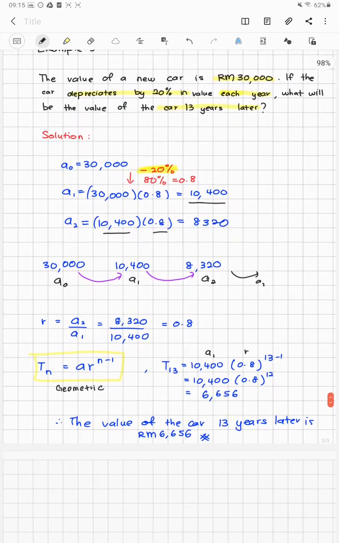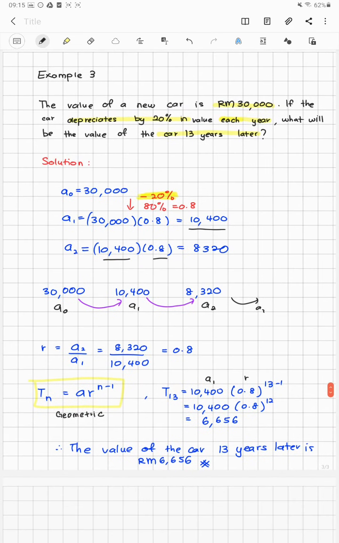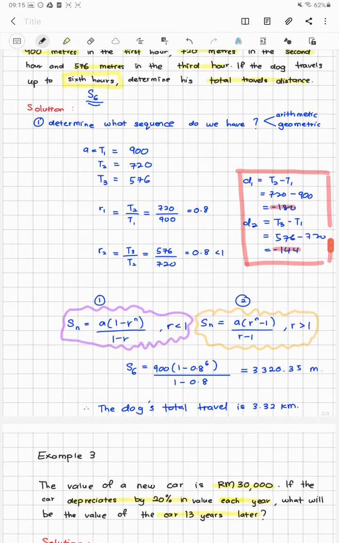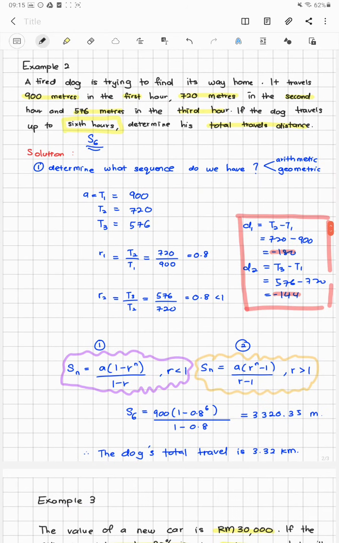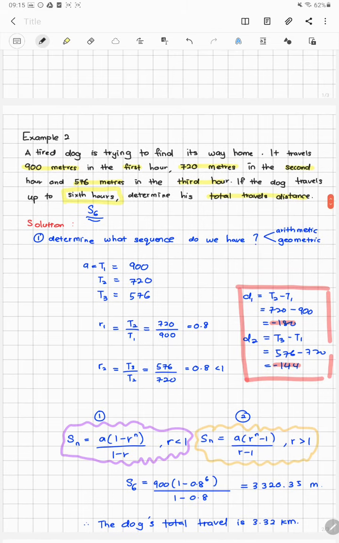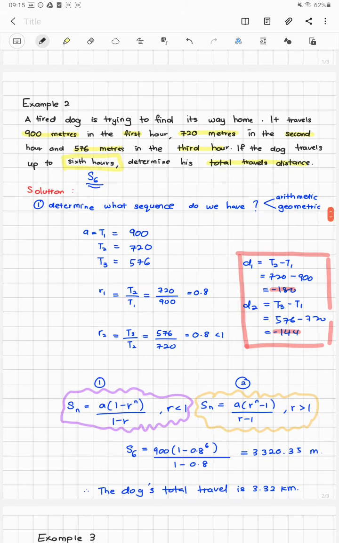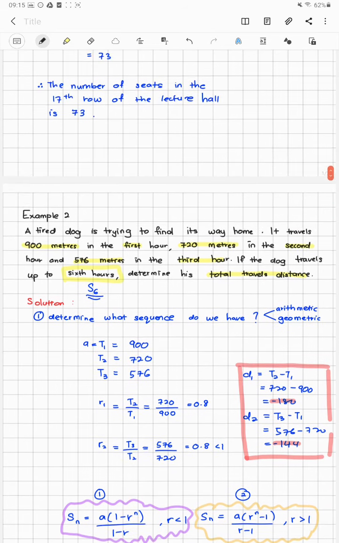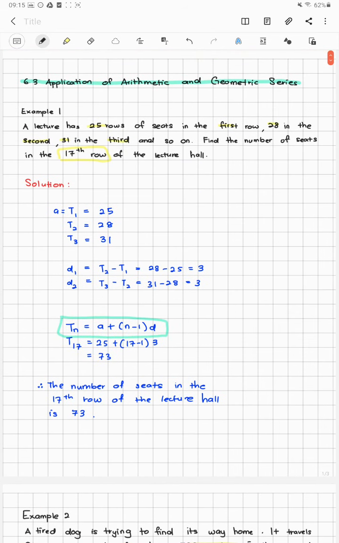So you must remember, give your answer in the correct unit. In this question, example 3, they want us to find the value of the car, means you need to give the value in Ringgit Malaysia. In example 2, they want us to find in meter, so you can give your answer in meter or kilometer. We can also convert to kilometer. So must use the same unit. You must give the answer in the given unit. Jangan tak tulis unit, dia akan salah. Sama juga example 1. Kalau seat, awak cakap je lah number of seat atau number of row. So that's all for 6.3.